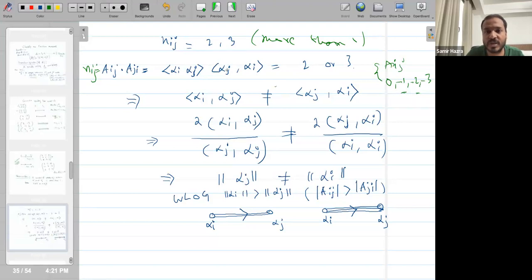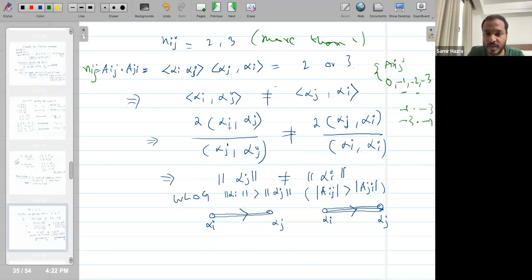Similarly for 3, if the product of these two numbers is 3, then how can we get 3 from these four numbers? Basically -1 times -3 or -3 times -1. So the numbers are not equal, that's all. But by definition, this number is 2 times (alpha i, alpha j) over (alpha j, alpha j), and this number is 2 times (alpha j, alpha i) over (alpha i, alpha i). So if they are not equal, then what can we write?